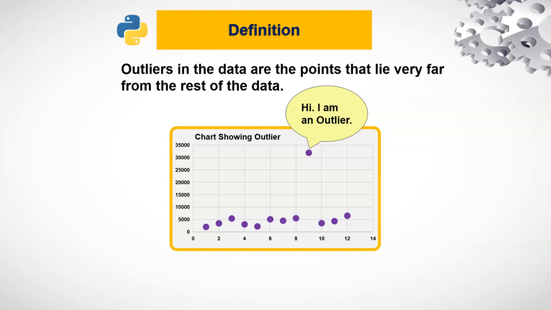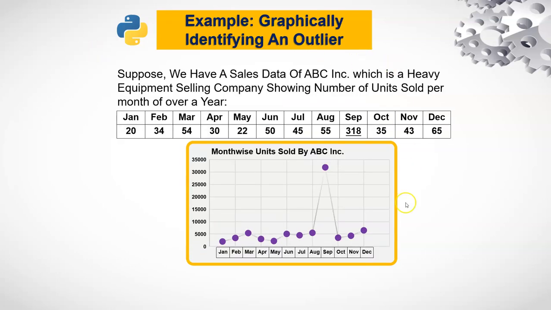Now, outliers exist only in numerical data, and the most important point is that the percentage of outliers should be very low. It should be, for example, 0.5%. Because if the percentage is high, then that is not an outlier, that is part of the data. Now moving forward, let us find how we can identify an outlier graphically.